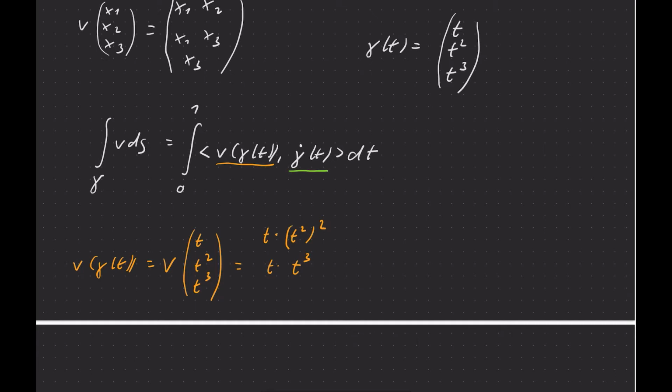And finally, we just get x3, the third input coordinate, which is this one here. So here we get t to the third. And let's simplify that a little. So the first coordinate is t times t to the power of 4. So that's t to the power of 5. Then we have t to the power of 4. And finally, t to the power of 3. So that is the vector of that vector field at the point that corresponds to time t on the curve.